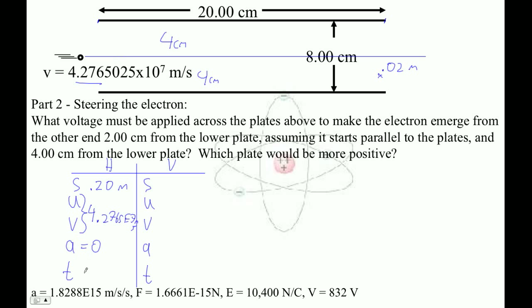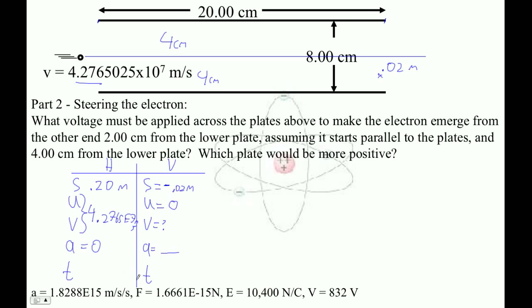And then the time we can figure out. Vertically our displacement is that we want to go down 0.02 meters. Our initial velocity is 0. When it enters here, it's going perfectly horizontally, right? Our final velocity is, we don't really care. The acceleration is what we want to find, okay?